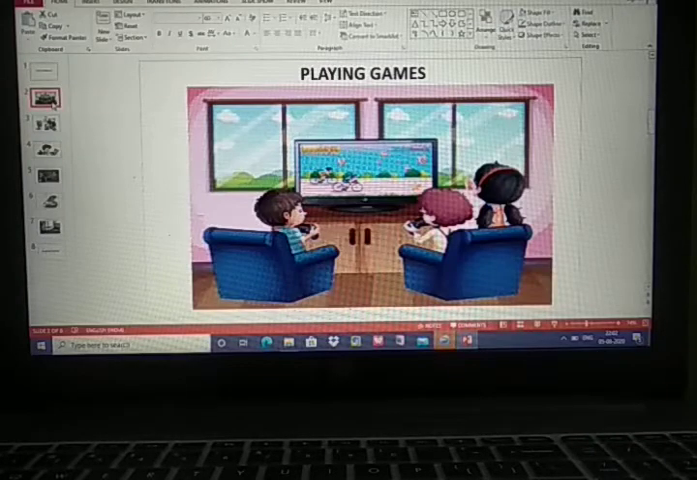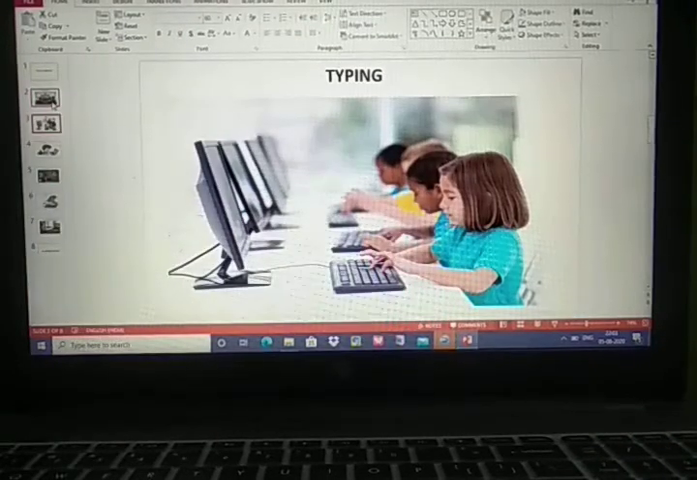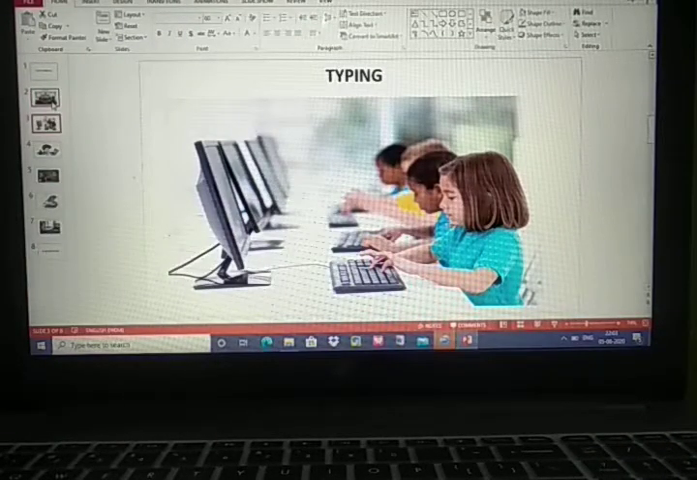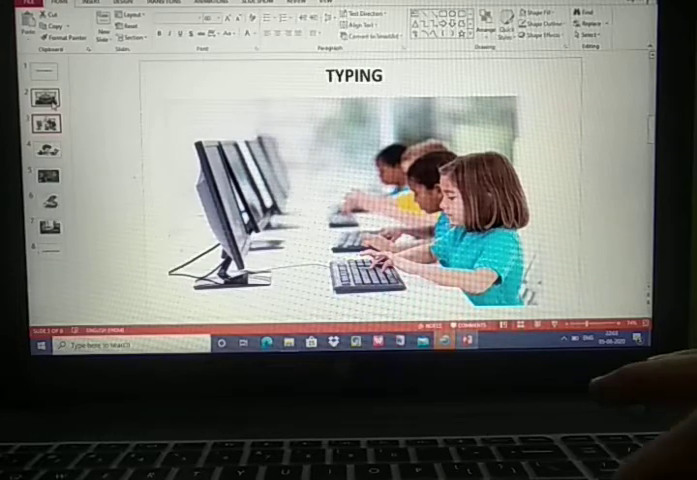We will see now. Playing games. To play games we use the computer. See, the children are playing there. Next is typing. So from keyboard we are typing now. That is to type letters, numbers, special characters. We use keyboard. We use a computer to type.